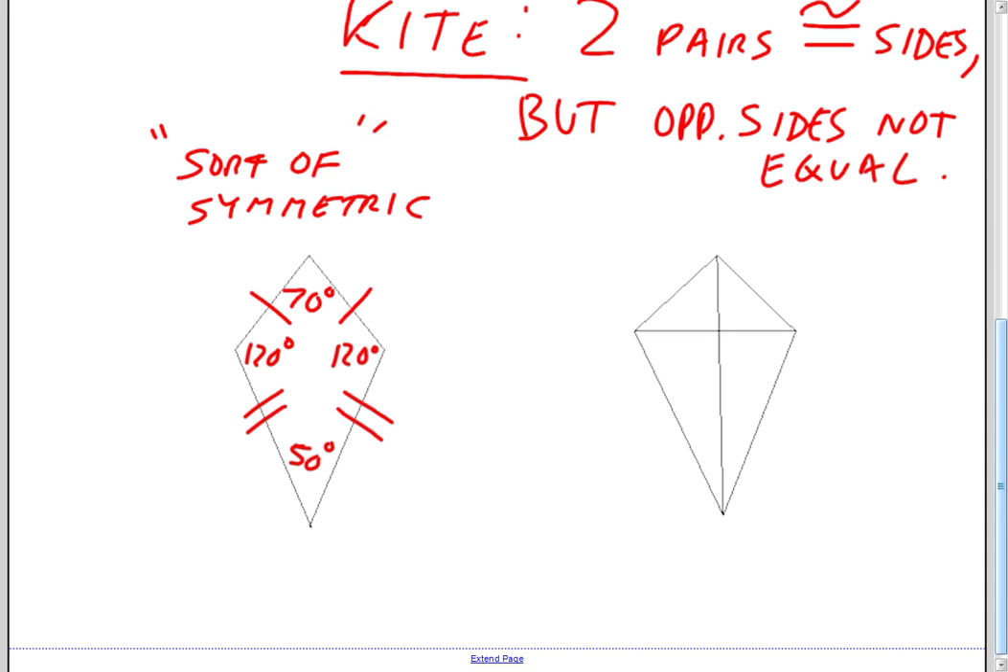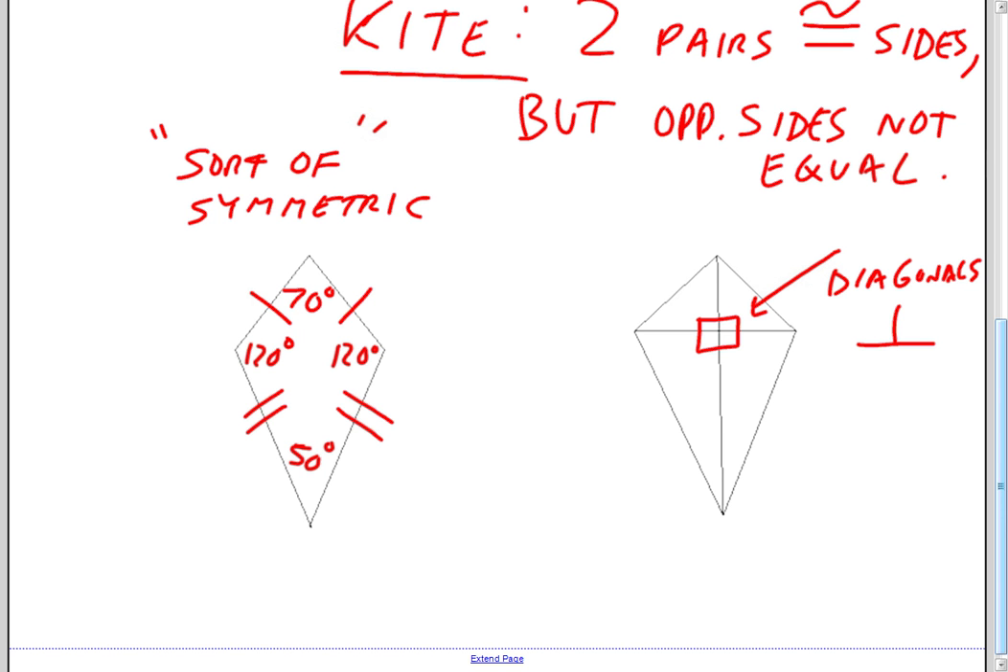Some of the angles are going to be the same, some are not. What are they going to all add up to? 360. So look for symmetry, but not total symmetry. If you have diagonals, what does it look like you get right in the middle here? Perpendicular. So just like a rhombus, the diagonals are perpendicular.